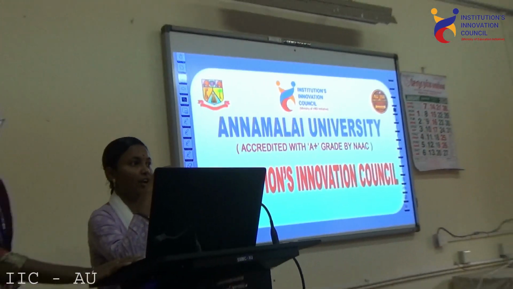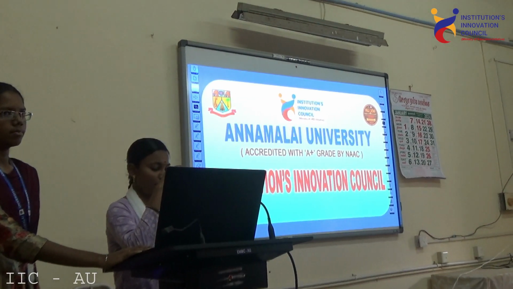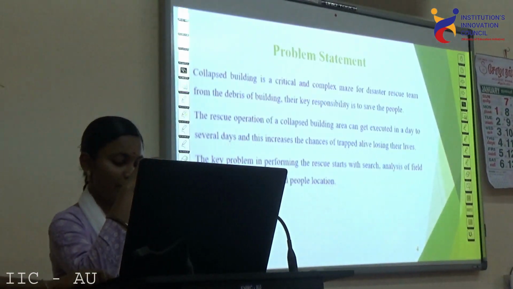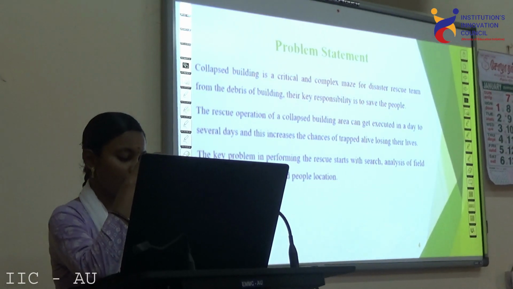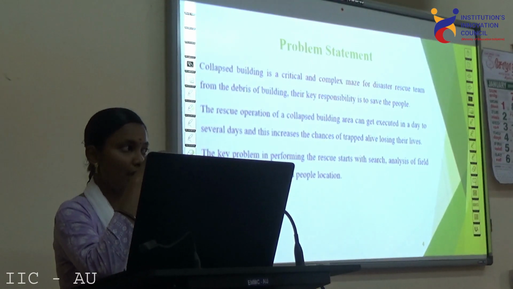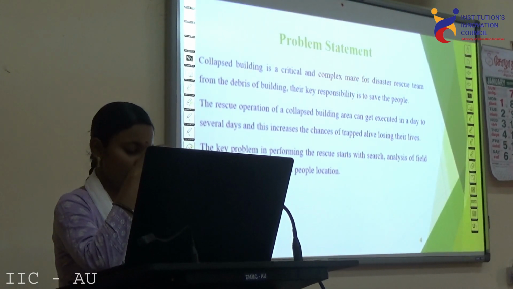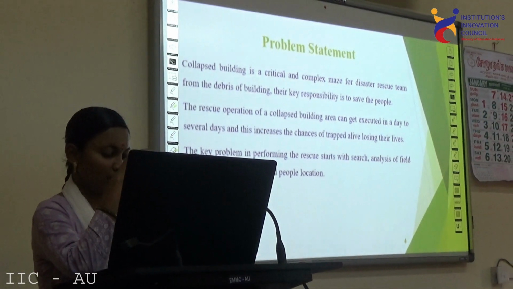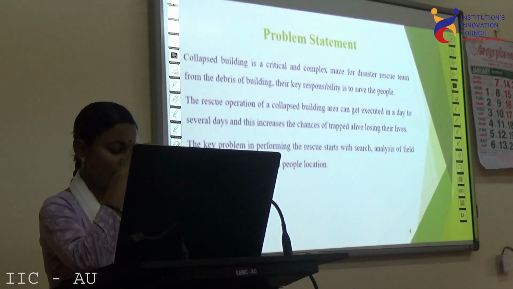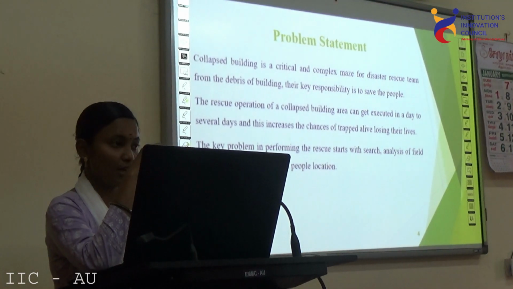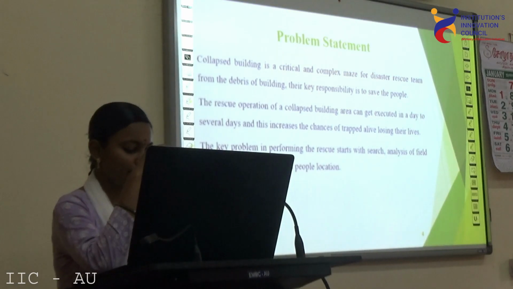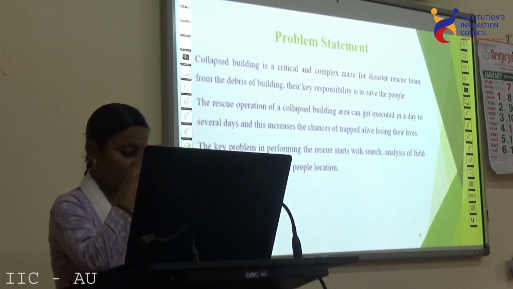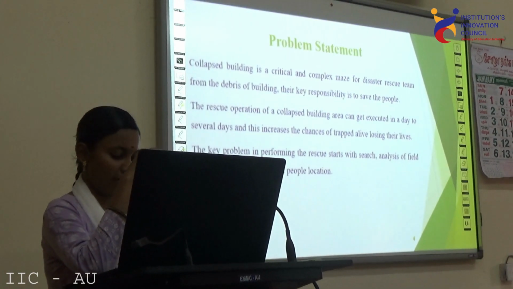We are from the Department of Electronics and Communication, Faculty of Engineering and Technology. For the past 15 years, more than 45,000 people have died under the debris in building collapse areas. The rescue operation of a collapsed building area can take a day to several days, and this will increase the mortality rates. Our idea is to detect humans alive under the debris by using CO2 concentration levels, thermal images, voice recognition techniques, and infrared radiation emitted by human beings. So our aim is to decrease the mortality rates.